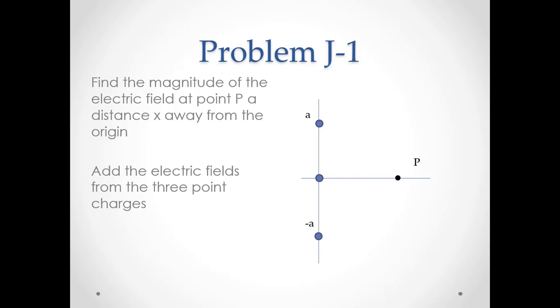And so we want to find the electric field at this point, or the total electric field. Now, the way to do this is to find the electric fields from all 3 point charges, and then do vector addition to add all 3 of those vectors together.